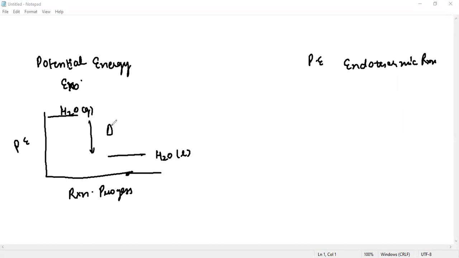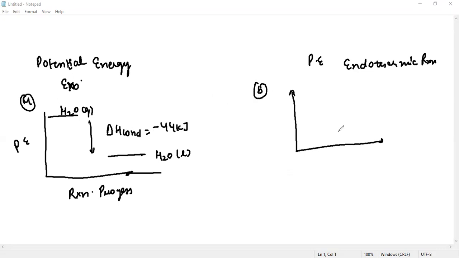And what is the delta H, the enthalpy change involved here? Delta H condensation, I will write it because this is a condensation reaction, is minus 44 kilojoules. You already know this: energy is released to the surroundings. If you plot this here, and then the vaporization reaction of liquid water, this is the A diagram, and this is the B diagram, the vaporization reaction.